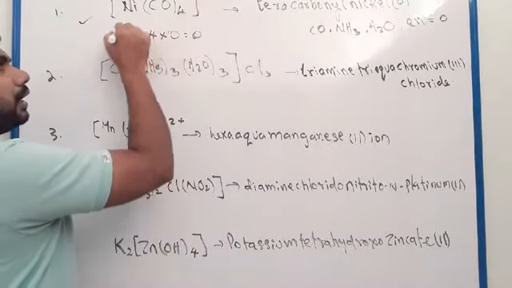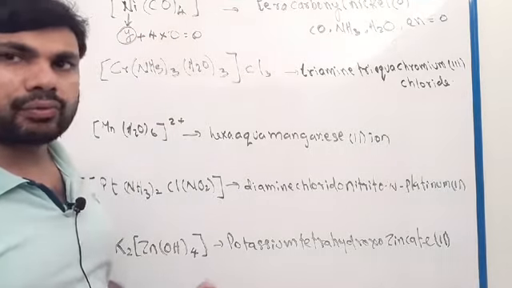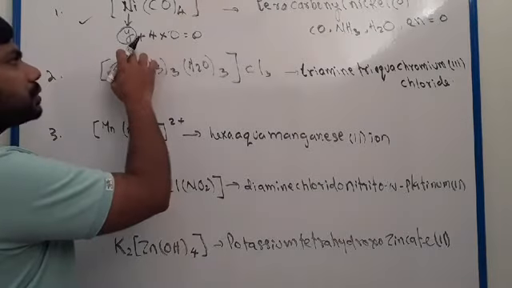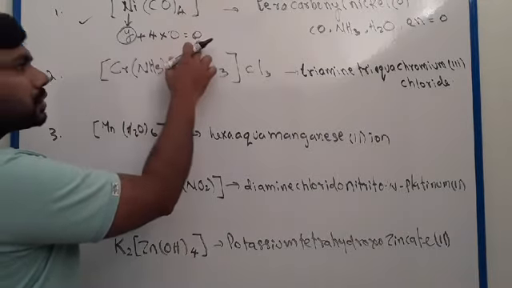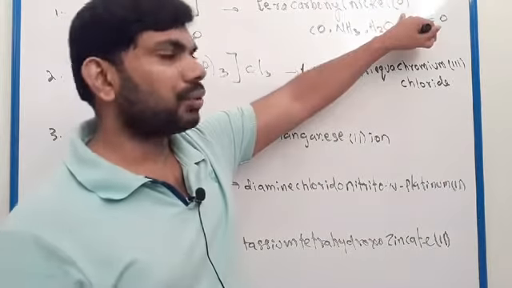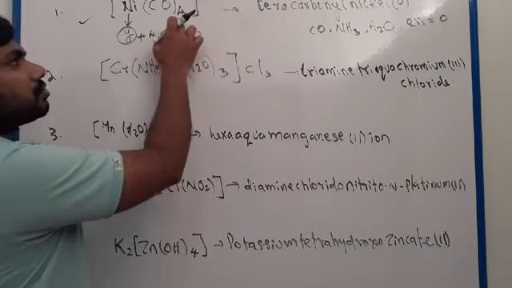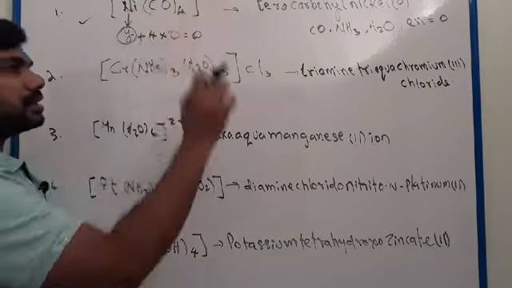Look here, this y means it is an unknown value. You can put any letter over here, x or y, any letter you can use. Okay, so y equals 0. So the oxidation state of nickel here is 0. Okay, so the name of this coordination compound is tetracarbonyl nickel 0.